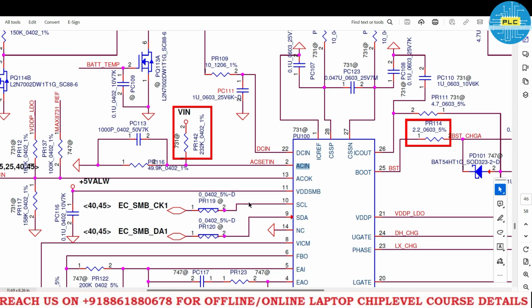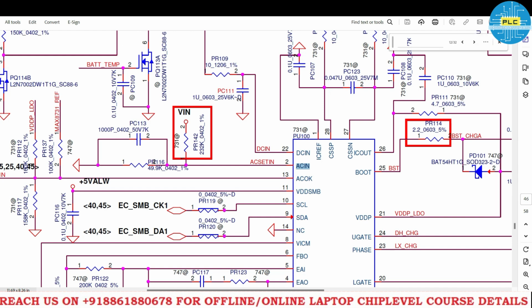But the thing is, in almost all charging ICs, the AC in or AC detect pin is given by this voltage divider. The main question is, R2 is lesser than R1. See, R1 is always greater, right? It's 232K, but R2 is 49.9K. Why this kind of difference here? Why is R2 always lesser than R1? Why can't it be greater than R1? That is the question here. So let us discuss. Today's topic is voltage divider.